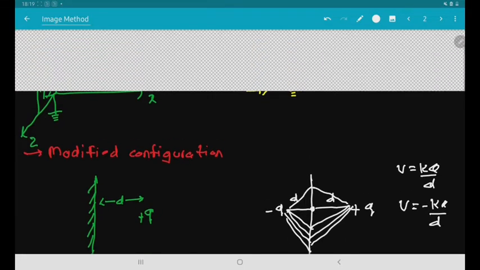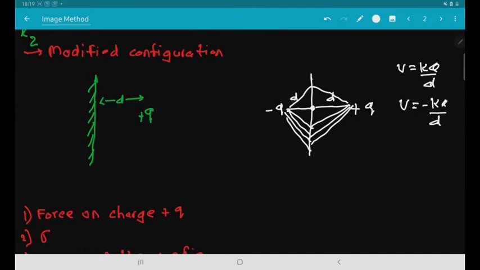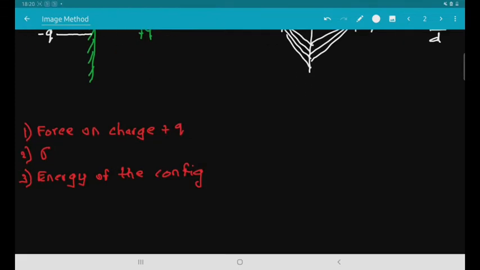So we will modify this configuration, and here we will take a negative charge at the same distance from this surface, that is d. This charge that we have taken is called the image charge, and hence the method is also referred to as the image method. Now we can easily calculate the force on this charge plus q. We'll be calculating the force on this charge plus q, the charge density on that plate, and the energy of the configuration.